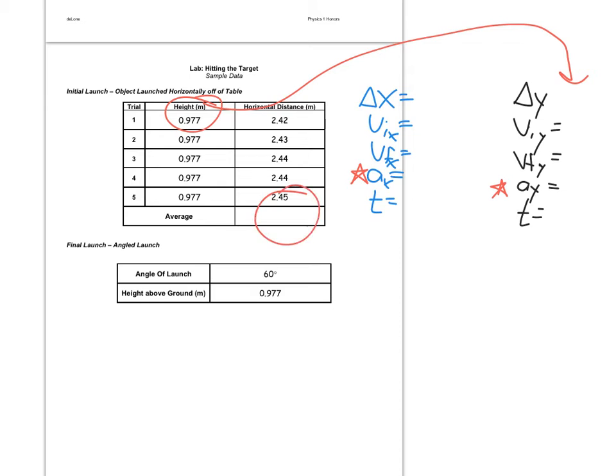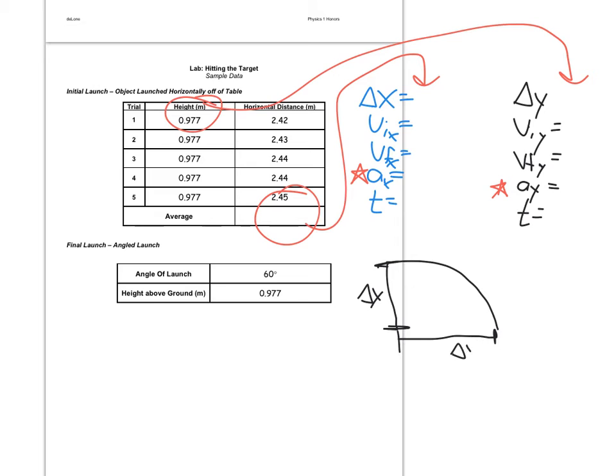The height is going to be our delta y here. The average of the horizontal distance is going to be our delta x because again we have that horizontal launch. So that height is our delta y, and how far it travels horizontally is our delta x. We also know something really important about things that are launched horizontally that tells us one of these variables, and our ultimate goal is going to be to find this VIX, our initial velocity in the x direction, because that was the initial velocity it was launched with when it was launched horizontally.